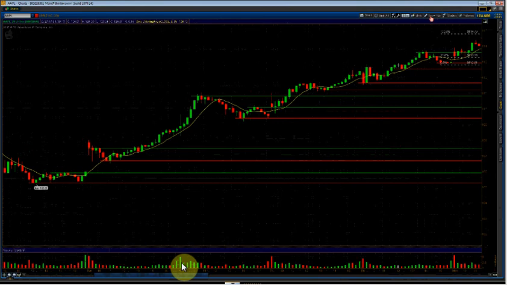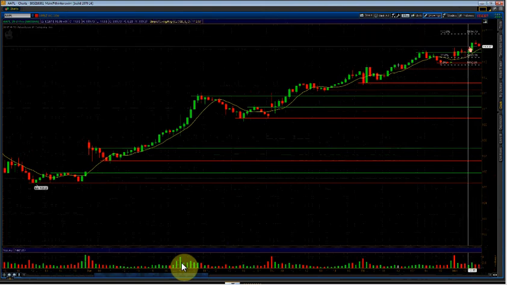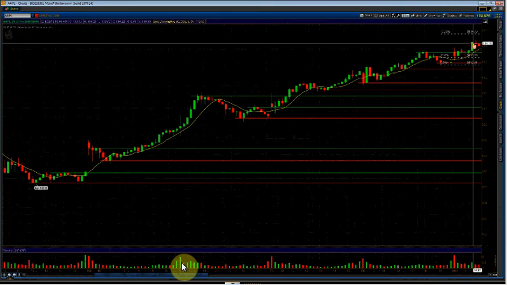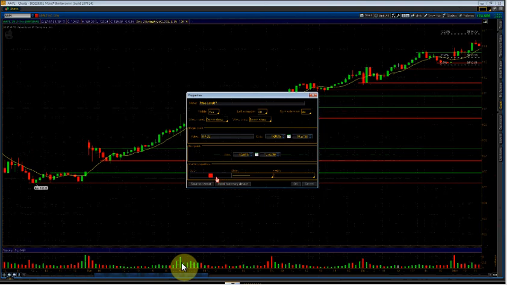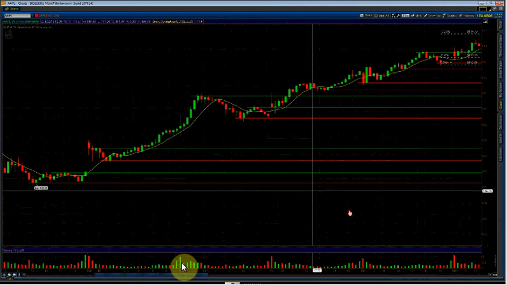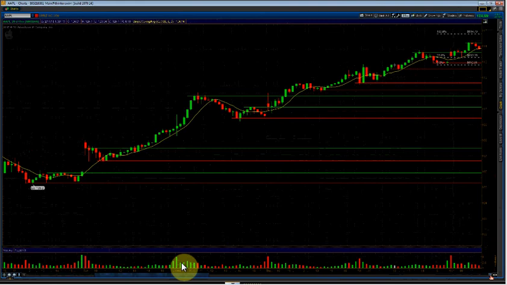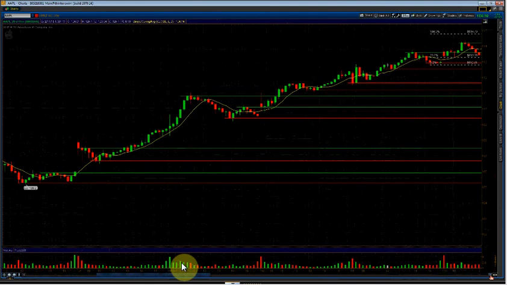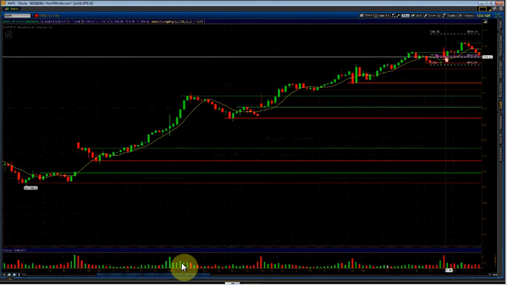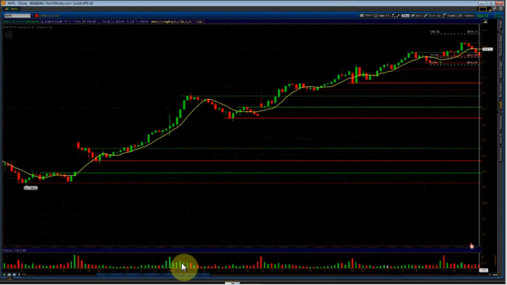Do I have a visible pullback? Visible pullback here? We're missing a line. We would have a line right here too, but it closed right at it. Right here, we're still not doing anything. All we did was curl sideways on our 8 SMA.